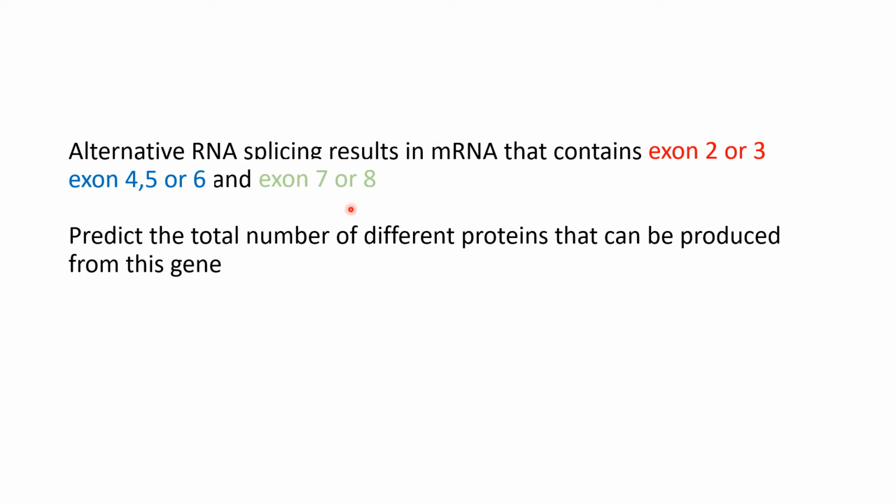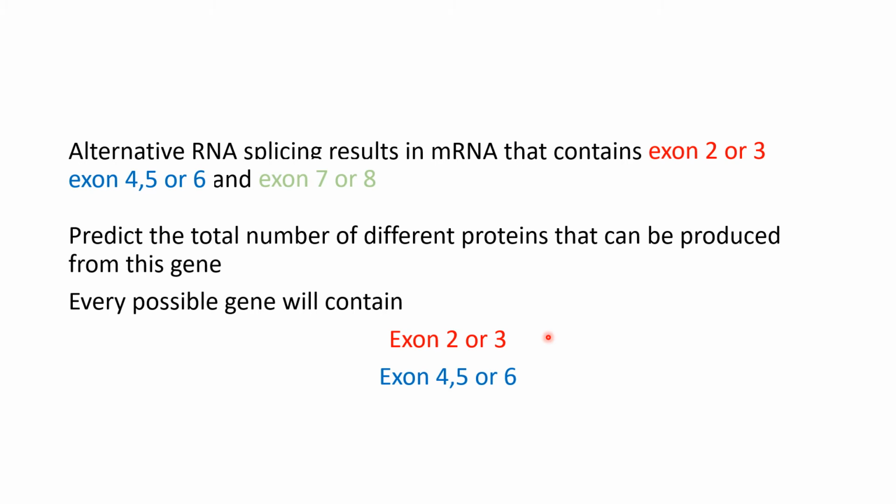So every possible combination is going to need to contain either exon 2 or exon 3. It's also going to need to contain either exon 4, exon 5 or exon 6. And it's going to need to contain exon 7 or exon 8. So from each of these colours, there would be one exon possible in each combination. You can only take one from each of the colours, but they have to contain one from each.